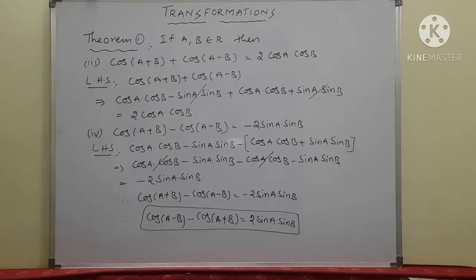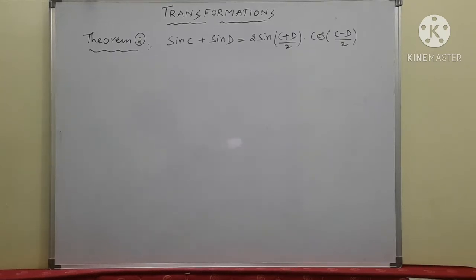So these are very very important results, my dear. See what we learnt: sum and difference of trigonometric functions can be transformed into product. Similarly, product of two trigonometric functions can also be represented as sum or difference. That is the name of the chapter, transformations, right?